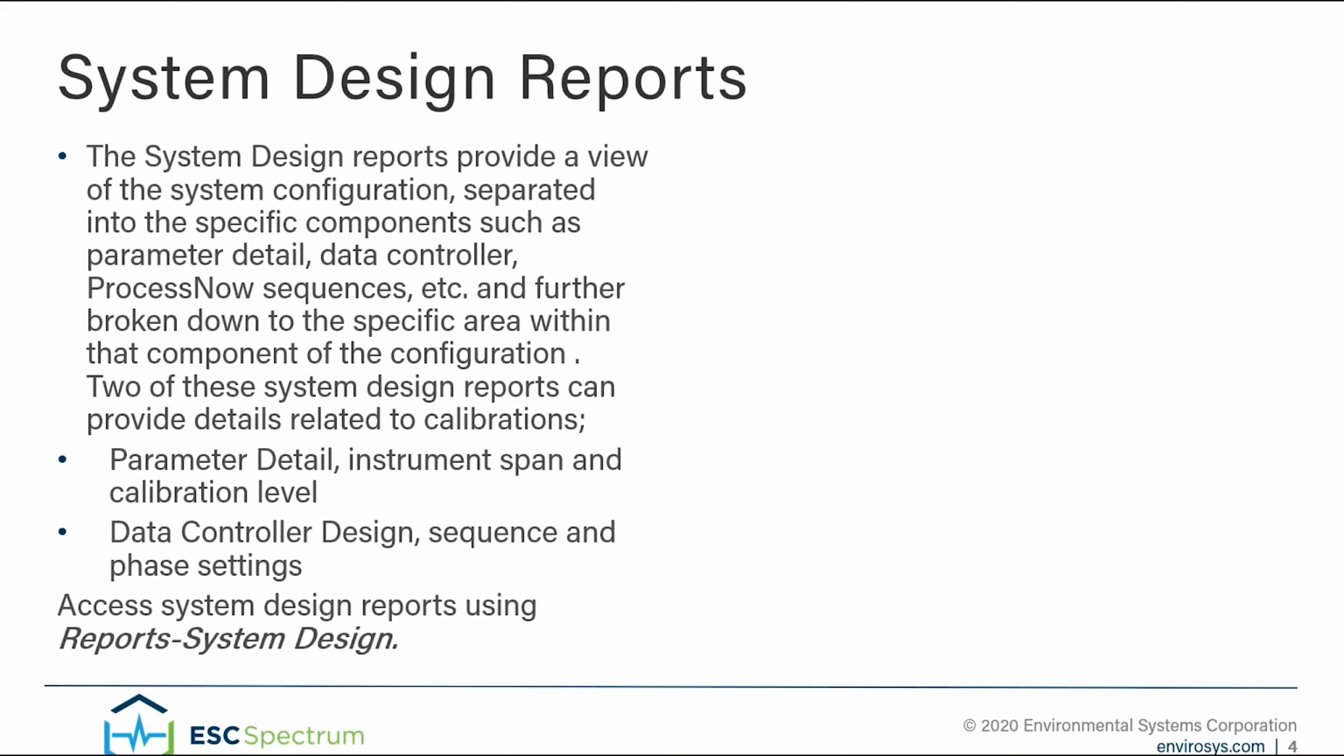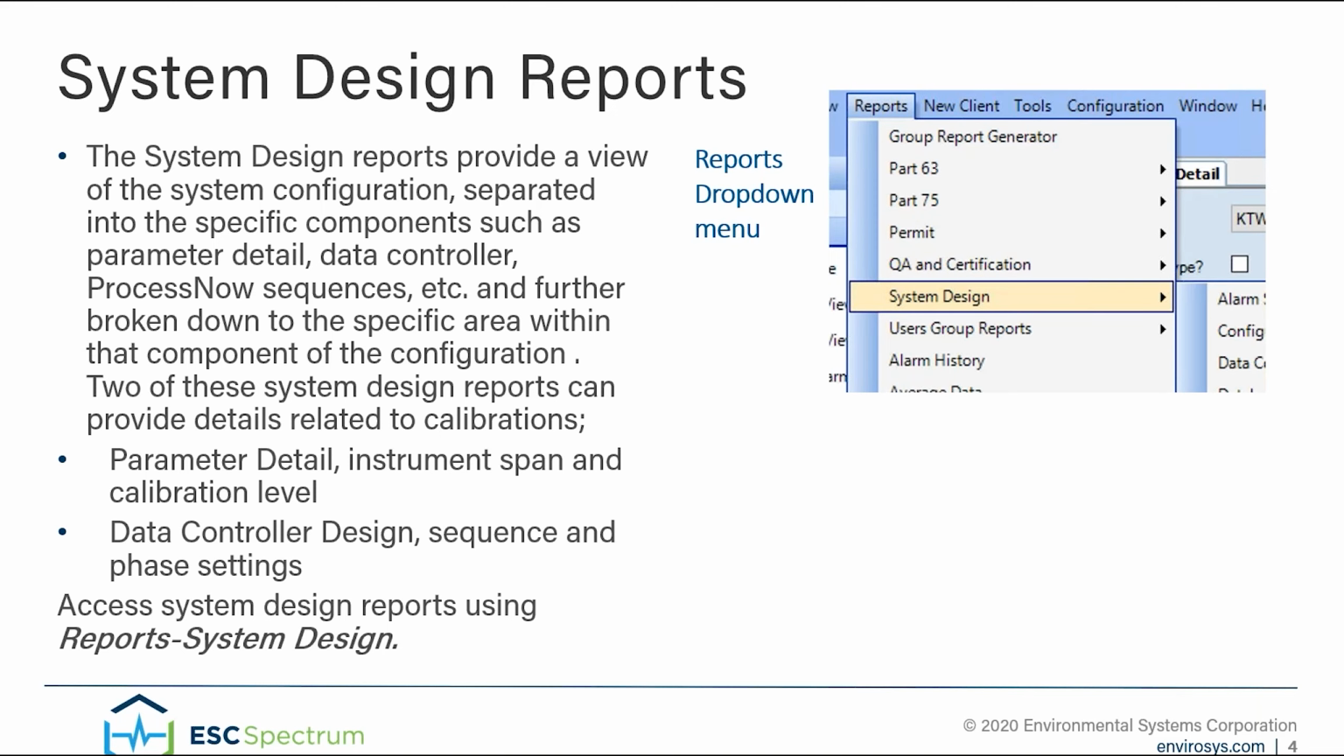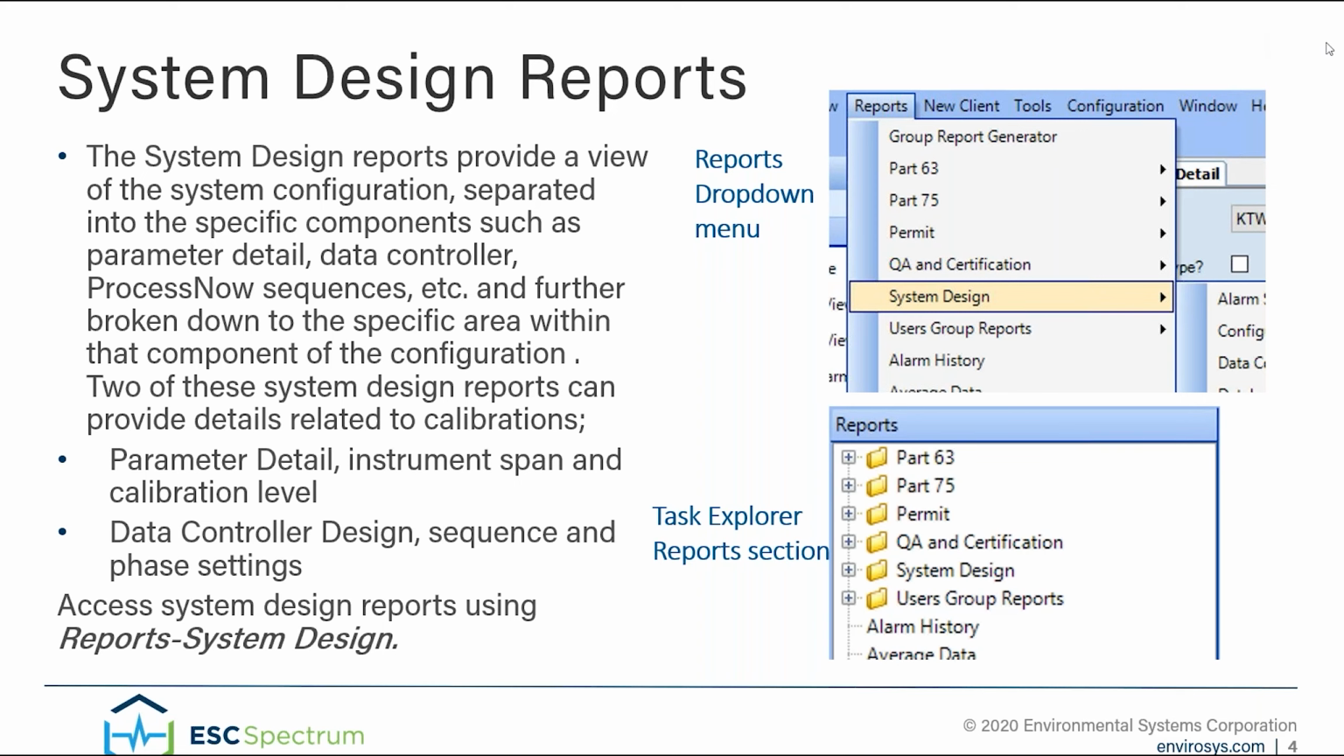And then these reports are further broken down to the specific area within that component of configuration. Two of the system design reports that provide details related to your calibrations and your cylinders is going to be your parameter detail, and this will show you the instrument span and the calibration level. The other report is the data controller design, and this is going to show you the sequences and the phase settings themselves. You can access these reports using the report drop-down menu from the top or by using the reports section in the Task Explorer, which would be in the lower left corner of your StackVision screen.